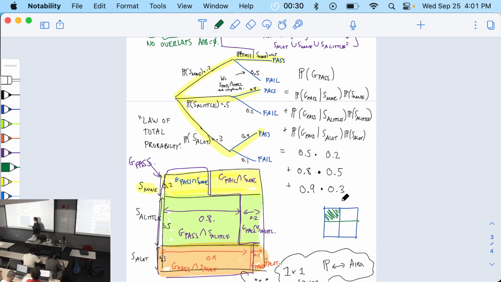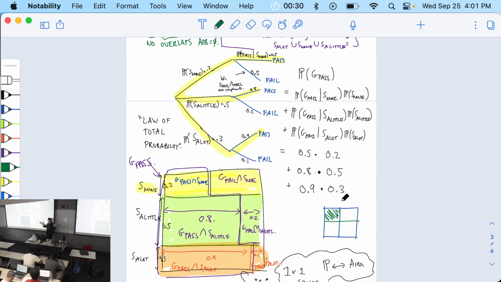How much you study is not independent of whether you pass or fail. If I know how much you studied, I can probably guess if you passed or failed with more accuracy, and vice versa. If I know that you passed, then I can figure out what is the chance that you studied, and it's more likely that you studied a lot. So they're not independent in this case. If they were independent, the picture would look like this. Yeah, that's a good point.